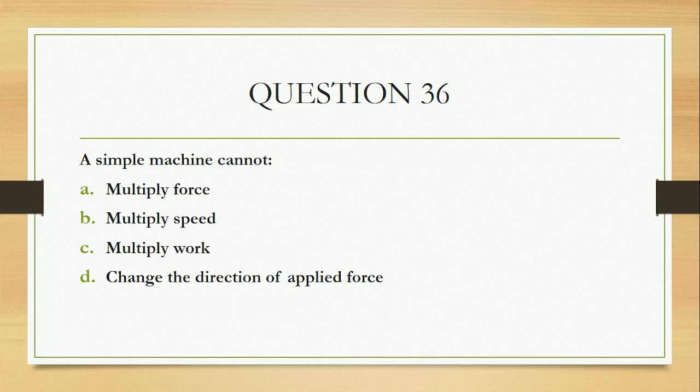The next question is, a simple machine cannot option A multiply force, option B multiply speed, option C multiply work, or option D change the direction of applied force. And the correct option is option C, that is multiply work.